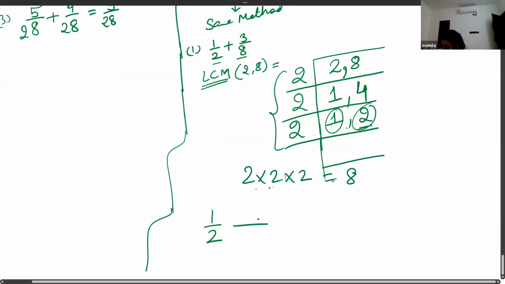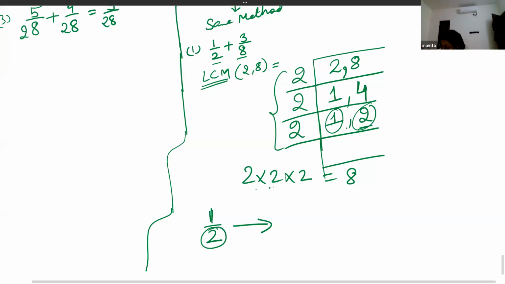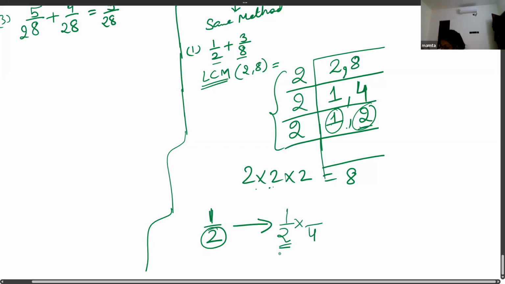Now, how would you make 1 by 2? What is your second step? You have to make the denominator of all the fractions same as LCM. So, how would you make this denominator as 8? By multiplying with 4. You are not allowed to multiply only the denominator. If you are multiplying the denominator, at the same time you need to multiply the numerator also. So, multiply with 4 by 4, and your answer is 4 by 8. In this way, you have converted this denominator 2 to 8, same as LCM.